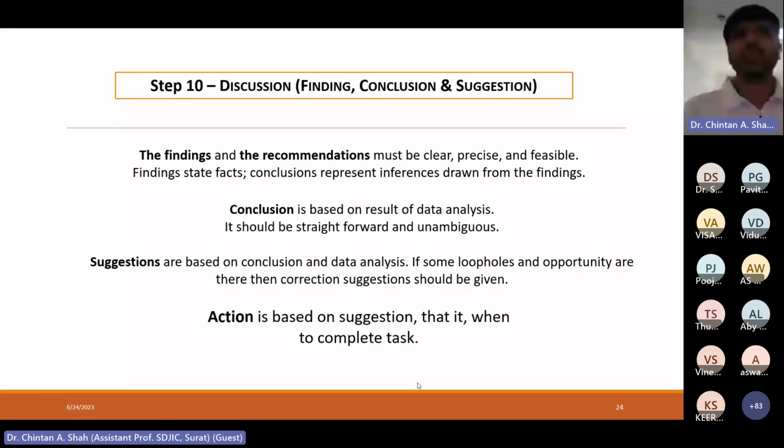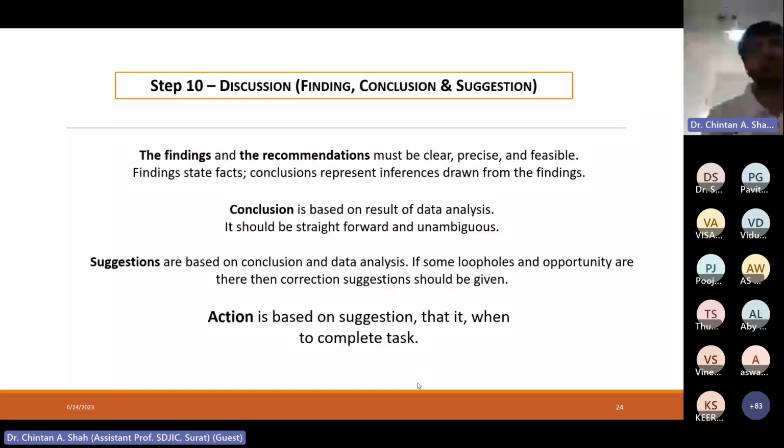So conclusion is not common. Conclusion, you can write whenever you are concluding, whenever you are framing a conclusion, it is very clear. Now you are at the end of the session. And last, action in terms of suggestion and recommendation.